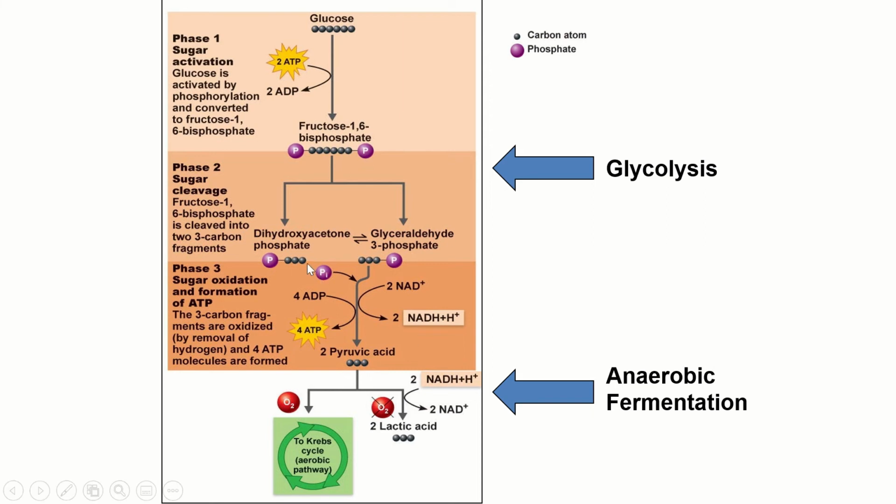Those 2 molecules that are formed, again, are 3 carbon molecules, and those will essentially be metabolized into what we think of as pyruvic acid. So the 2 precursors to pyruvic acid each have 3 carbons, and so the 2 pyruvic acid molecules that you form as products also have 3 carbons each. And during this process, you actually generate 4 ATP molecules.